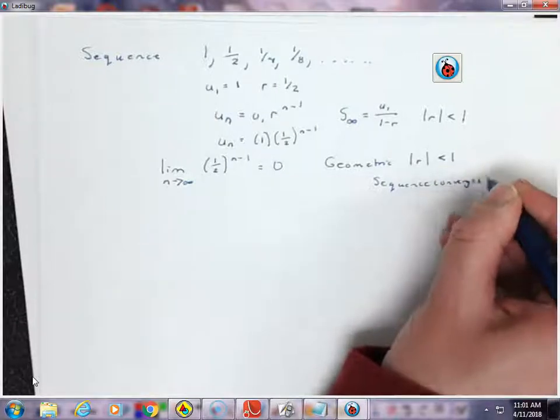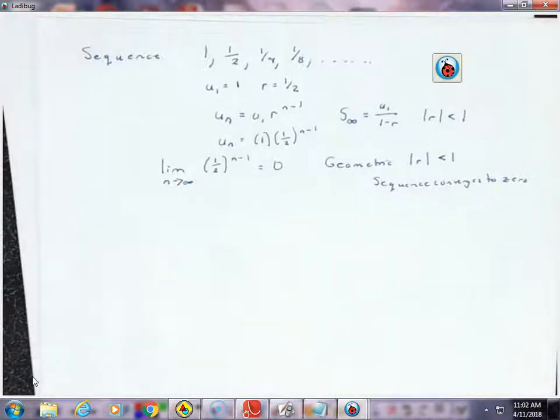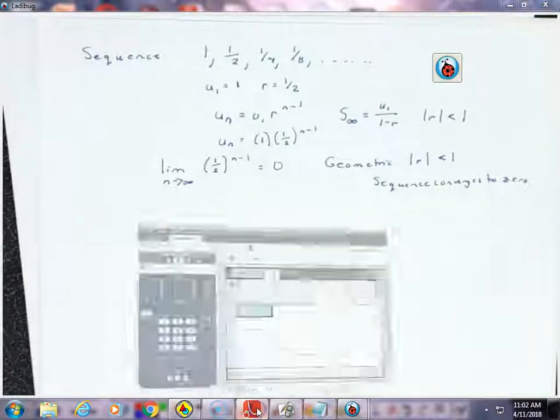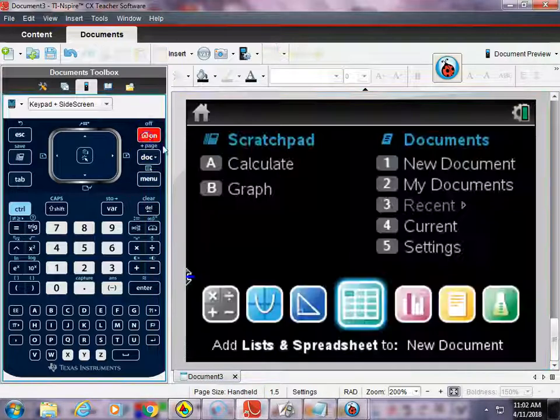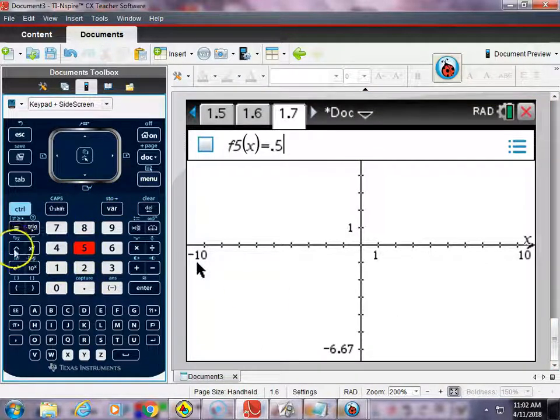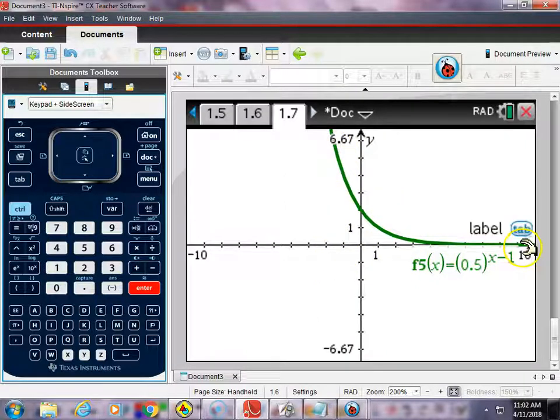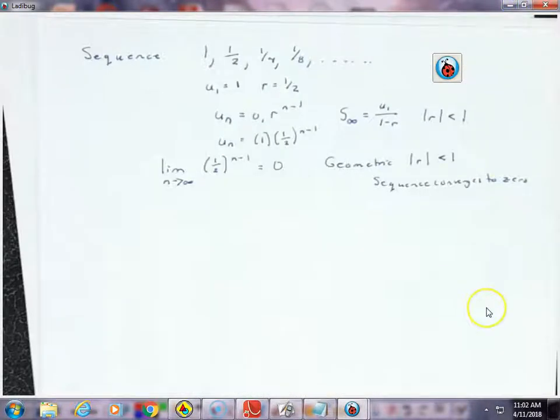The other thing about this is that if you're just looking at a sequence, you can graph it. You're guaranteed to have the graphing calculator on paper 3, so we could just graph the function 0.5 raised to the x minus 1 and take a look at it. Visually this does appear to be going closer and closer to 0, and you are definitely going to have that on your test.